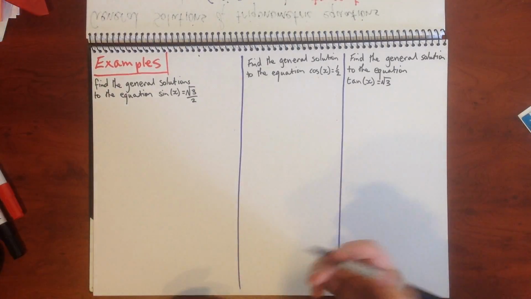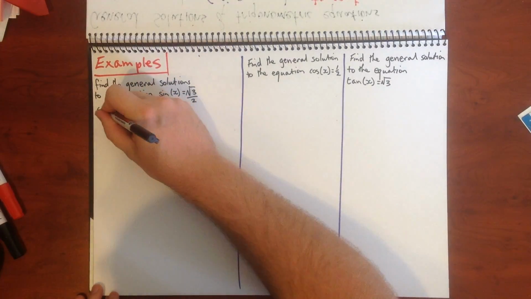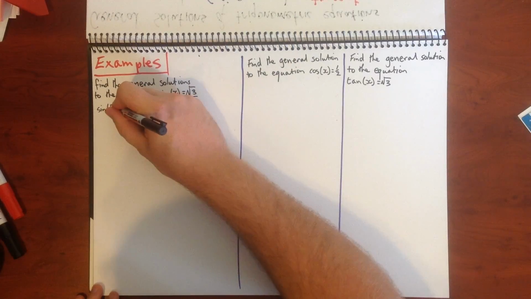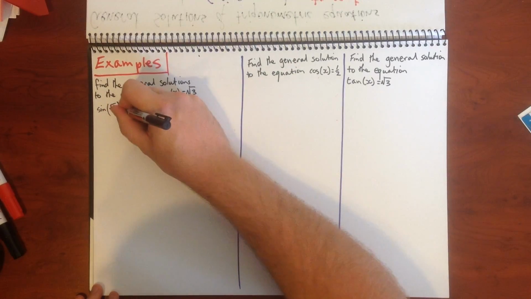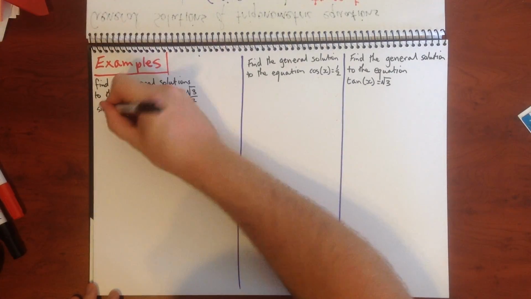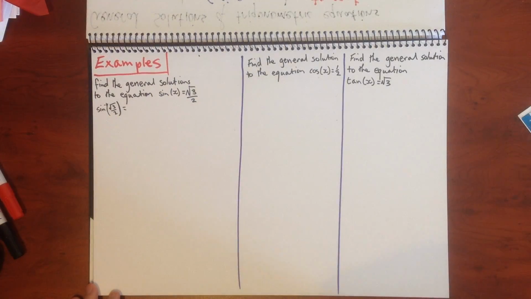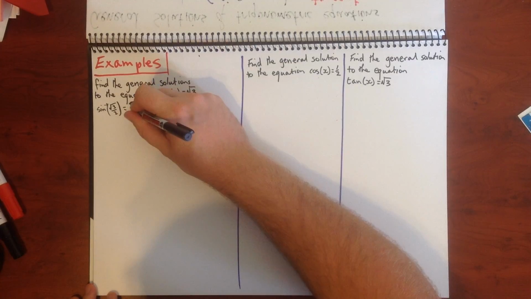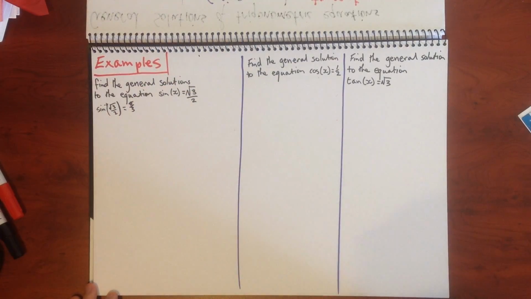Okay, so the first thing we need to do is ask, what is the inverse sine of root 3 on 2, and what is our basic angle? Now we could use our calculator for this, or use our exact values, and we find that it is pi on 3. So now we basically need to use our two solutions.